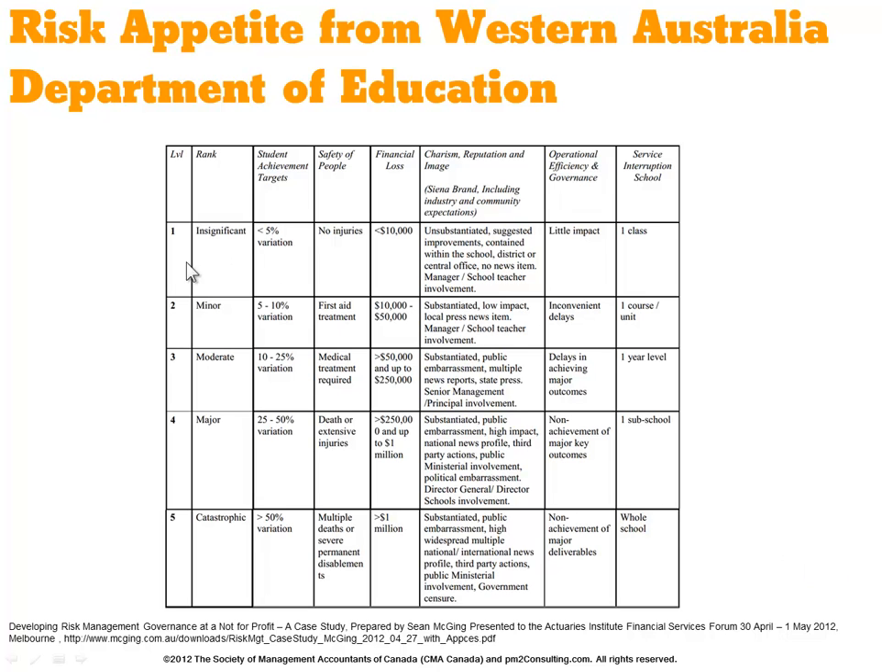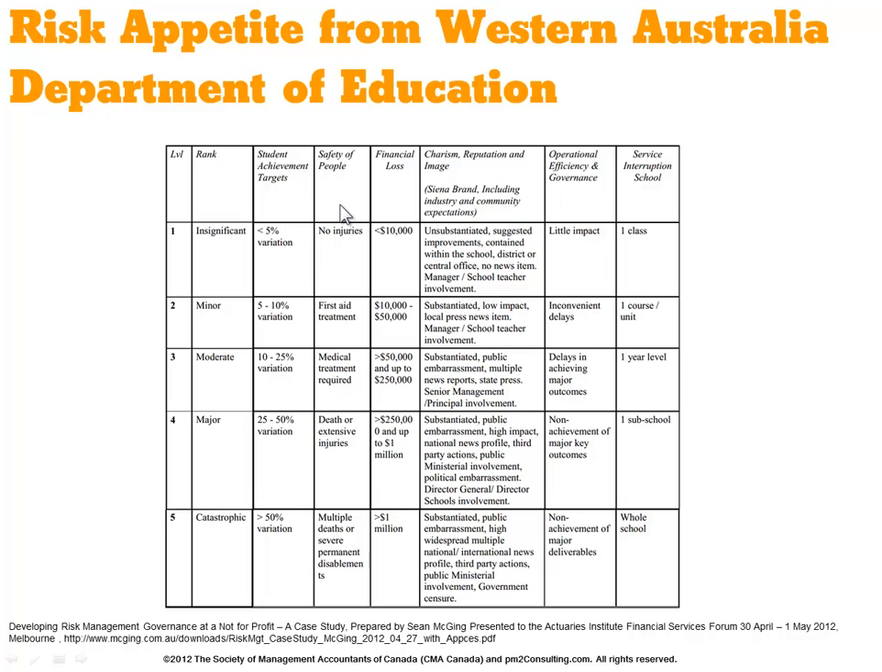They've got the same scale of 1 to 5 and the same description ranking from insignificant to catastrophic. What's interesting is they've set performance targets against several of their key criteria and are using those to define the risk levels. So, for example, what the impact of that risk is on student achievement targets. So insignificant is less than 5% variation, going all the way up to over 50%.